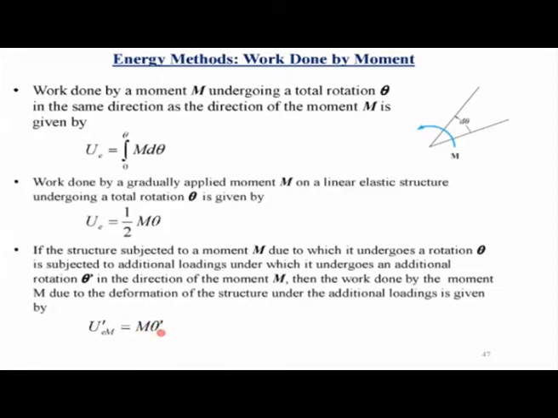The work done due to that additional rotation by the existing load is given by M into theta dash, where M is the moment which has already been applied and theta dash is the additional rotation that takes place due to an additional moment which is applied on top of the previously applied moment M.